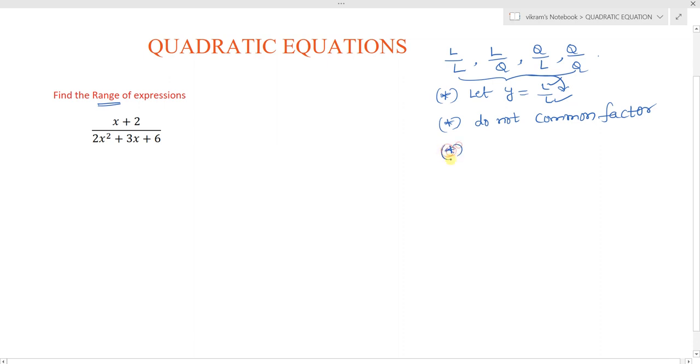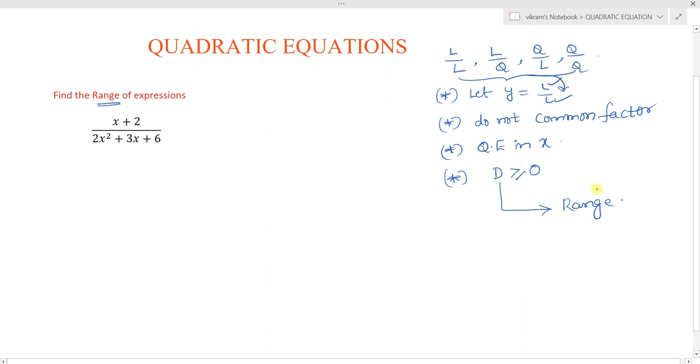Next, by cross multiplying, we need to express the given expression as a quadratic expression in variable x. And as x is real, we need to check that the discriminant is greater than or equal to 0. The solution of this inequality, discriminant greater than or equal to 0, is our required range.